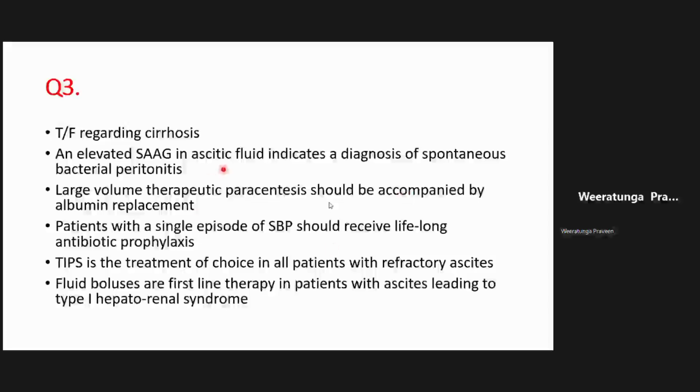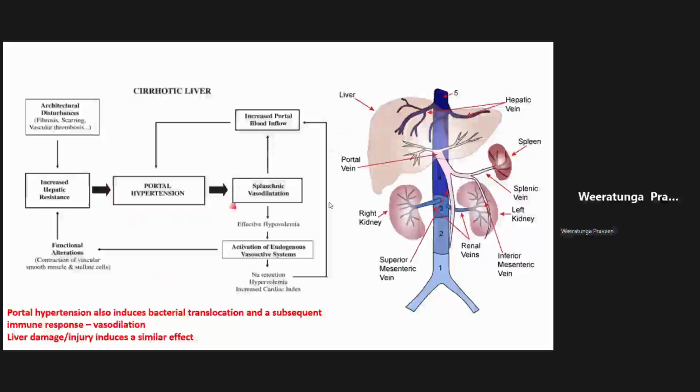Okay, right. So let's move on with these MCQs now. True or false regarding cirrhosis? I think most of these questions are regarding ascites. Ascites pathogenesis is mainly the splanchnic vasodilation due to portal hypertension, which causes peripheral hypovolemia, which leads to activation of the renin, angiotensin, aldosterone mechanism and leads to ascites. That is the mechanism. Right.